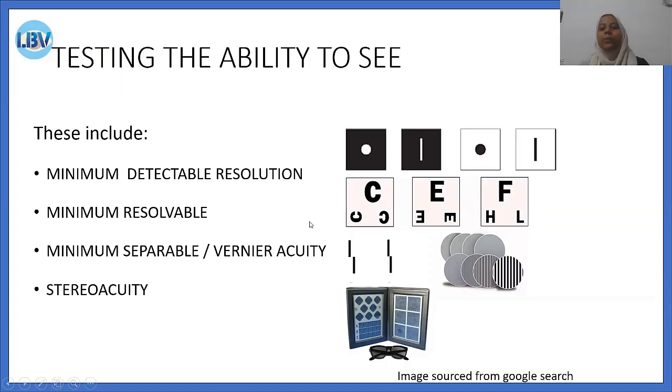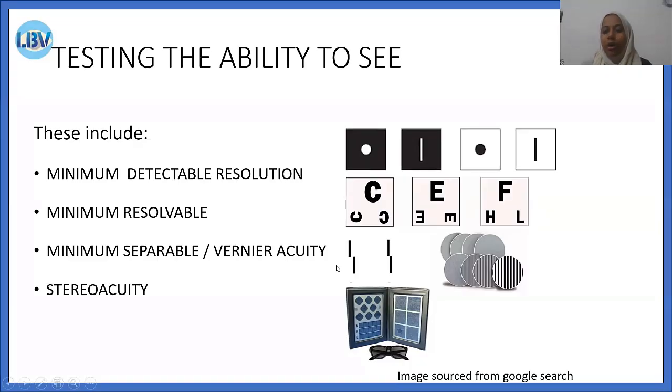The second is minimum resolvable. This is something that you see in the visual acuity charts, the vision charts in the clinic: the tumbling E chart, the Landolt C chart, the optotype chart. These come under minimum resolvable. So what are you able to resolve? What is the resolution? What are you seeing? Are you seeing C? Are you seeing E?